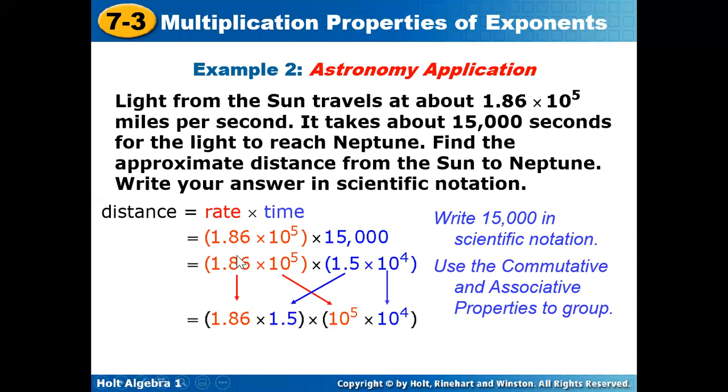Multiply these, right? And then add your exponents, right? Because it's just all this together, all this together. So you're grouping your terms because it's all on the same side of the equal sign, and they're all numbers. There's no variables. So you can group your terms. You get 2.79. And then when you multiply 10 to the 5th times 10 to the 4th, you get 10 to the 5th plus 4, and you get 10 to the 9th.